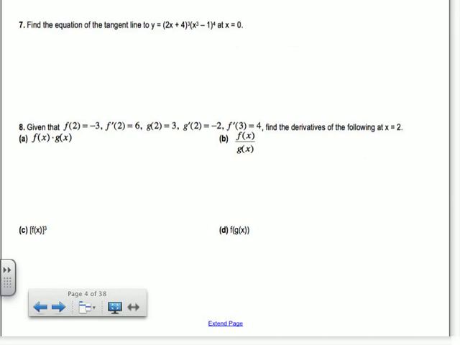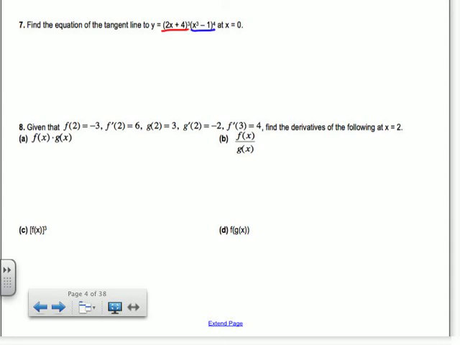All right, number 7, find the equation of the tangent line y equals 2x plus 4 to the 3rd times x squared minus 1 to the 4th at x equals 0. Okay, this is chain rule, and what other rule? Product rule. Here's your 2 pieces.